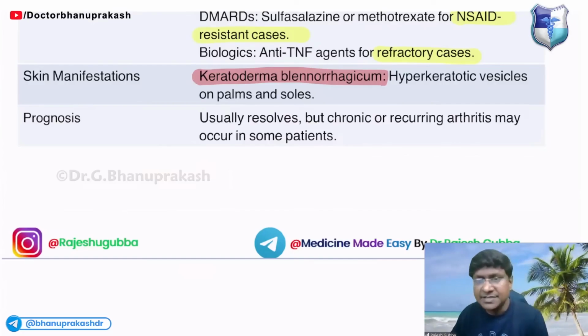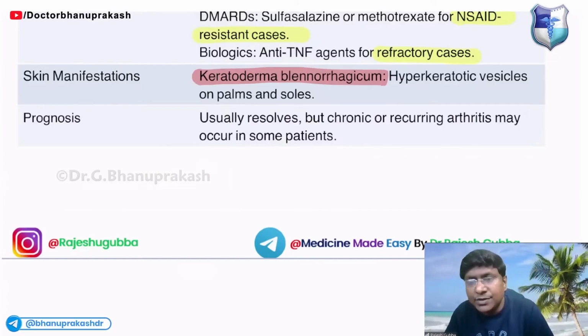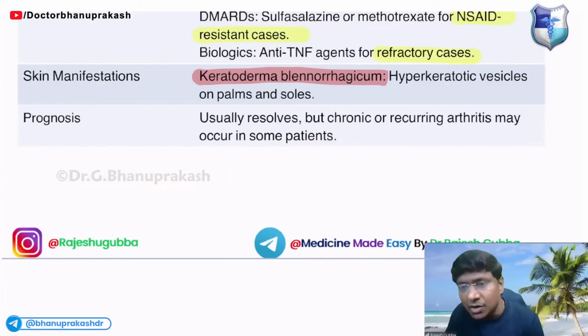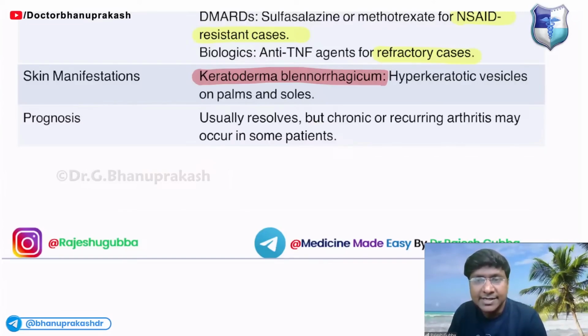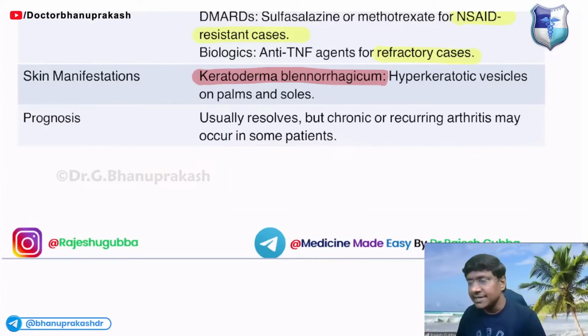Right, let me revise in one minute. So Reiter's or reactive arthritis: triad, urethritis, arthritis, conjunctivitis. Background history: gastrointestinal or genitourinary infection. Gastrointestinal: Shigella, Salmonella, Campylobacter. Genitourinary: Chlamydia trachomatis, the more common one. HLA-B27 positive, right? And this arthritis is oligoarthritis, and that too asymmetrical. Skin manifestation: keratoderma blennorrhagica. Diagnosis by culture and HLA-B27 positive. Then the treatment: NSAIDs and antibiotics should be given. Refractory cases: sulfasalazine and methotrexate. And if not responding, you can give anti-TNF, right? And prognosis: it usually resolves. Good prognosis. So that is about Reiter's or reactive arthritis.